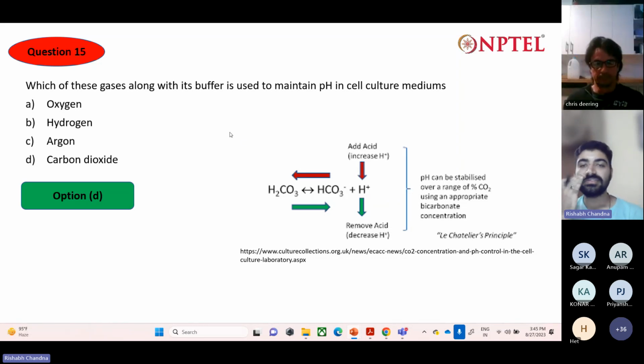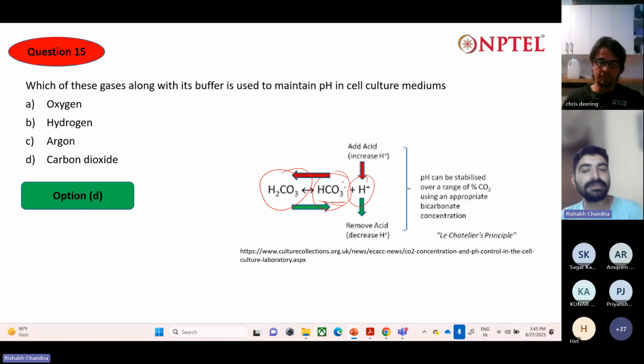So whenever CO2 is pumped into the medium, water is the main basic solution there in the medium. When carbon dioxide is pumped in, it reacts with water and forms carbonic acid, and it dissociates. As it is a weak acid, it will not fully dissociate, but it will give a basic ion, that is HCO3 minus, the bicarbonate ion, and H plus.